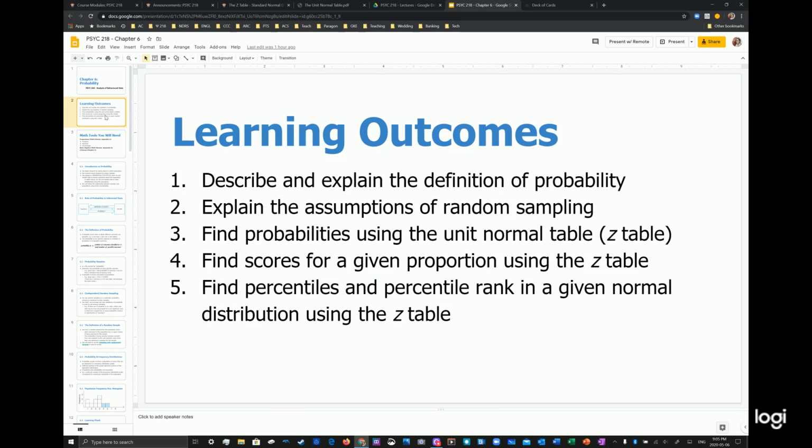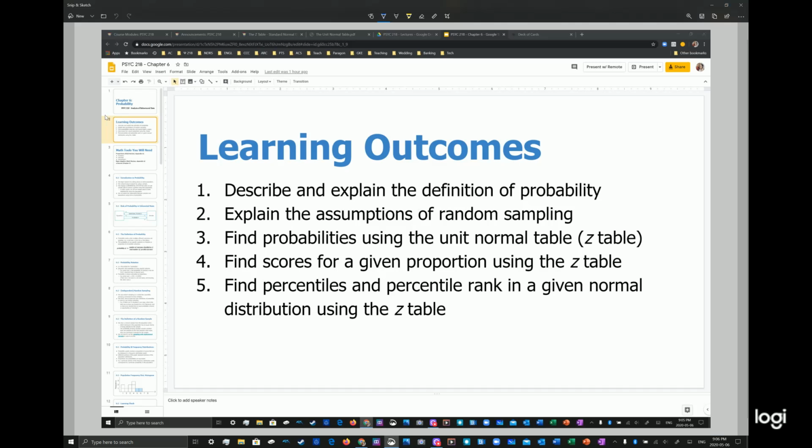In terms of learning outcomes, there are 5 learning outcomes in this chapter, and they will guide us through this concept of probability in statistics. The first outcome is to describe and explain the definition of probability. The second outcome is to explain the assumptions of random sampling using probability. The third outcome is to find probabilities using the unit normal table. That is the Z table.